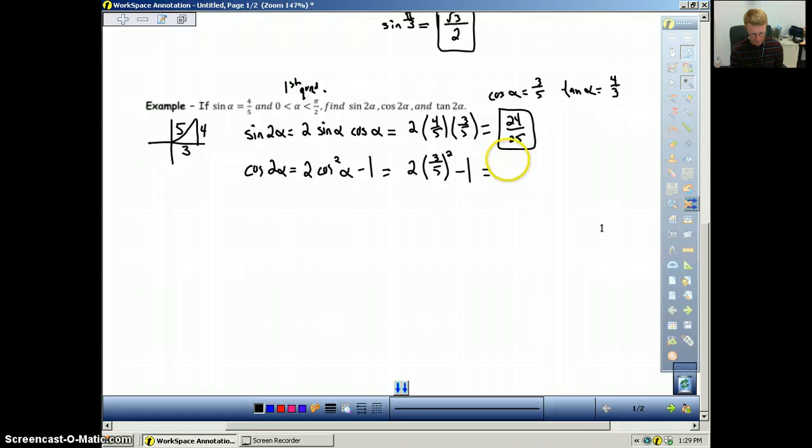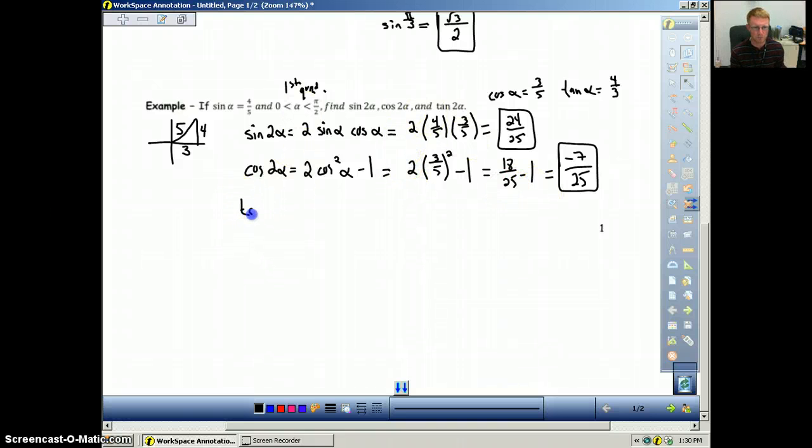So that will be equal to 3 squared is 9, 5 squared is 25, 9 times 2 is 18. So this will be 18 over 25 minus 1. And if we did 18 over 25 minus 1, we will actually get negative 7 over 25, because this would be 25 over 25, 18 minus 25 is negative 7, and then the denominator stays the same.